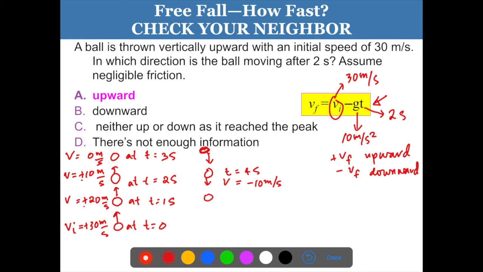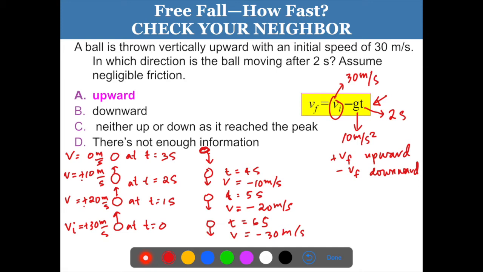A second after, which will be 5 seconds since the ball has been thrown, the velocity would be negative 20 meters per second. And then a second later, t equals 6 seconds from the time the ball was initially thrown, the velocity will be negative 30 meters per second.